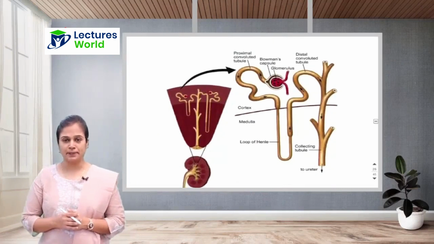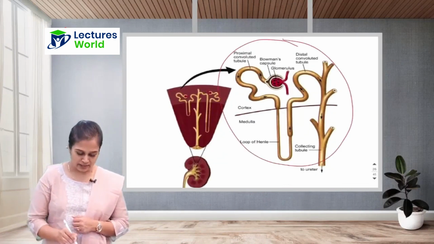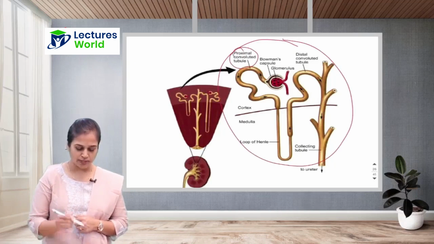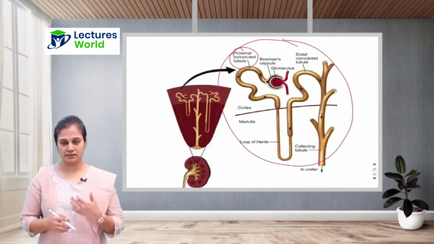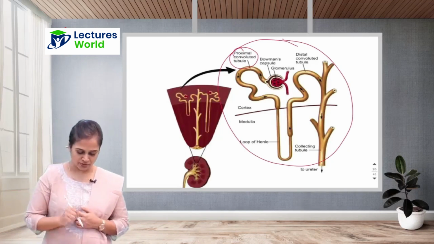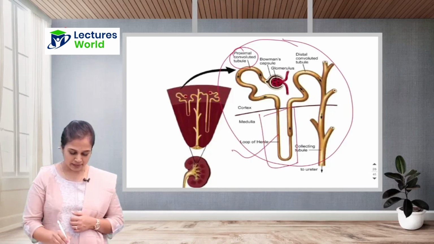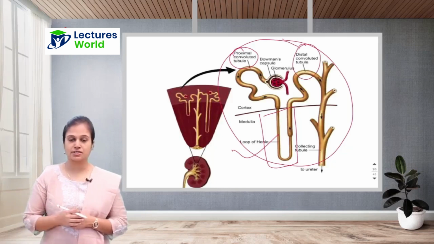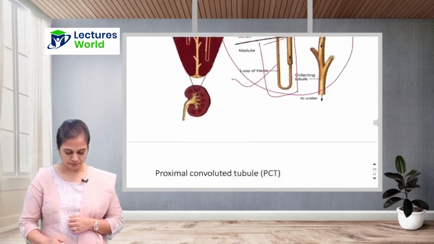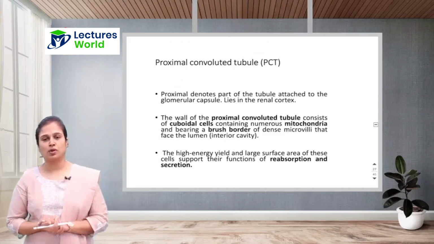You can see in the image, this is the nephron, and this is the proximal convoluted tubule. The meaning of proximal is the near one. This portion is called the loop of Henle, and distal means the far one, so that is the distal convoluted tubule. First we will talk about the proximal convoluted tubule.